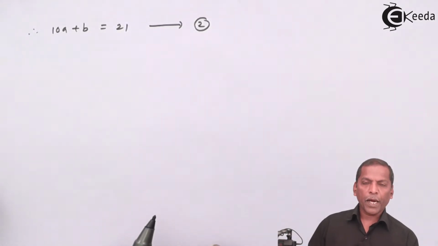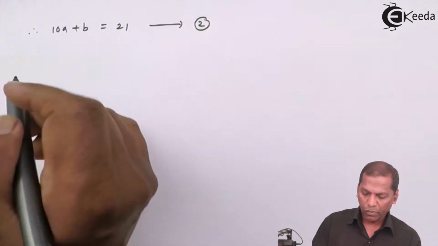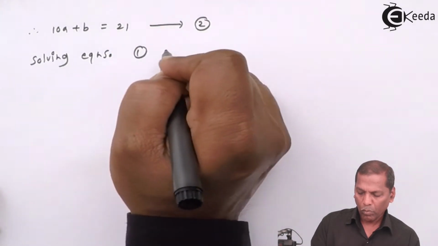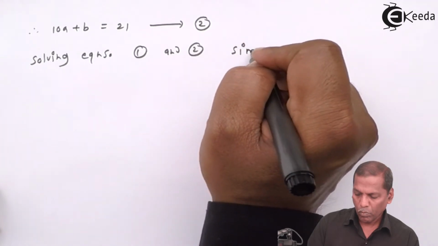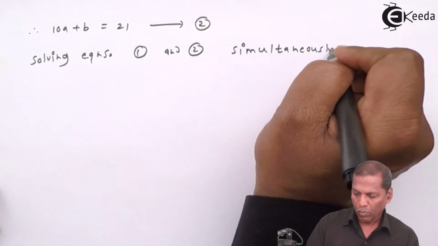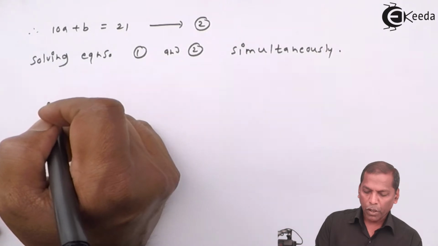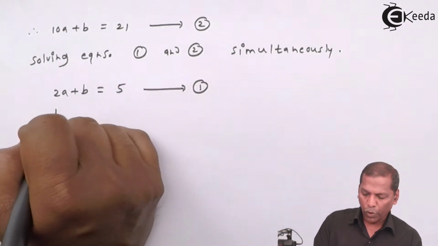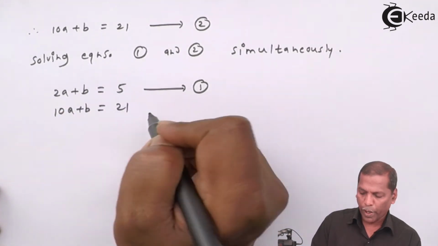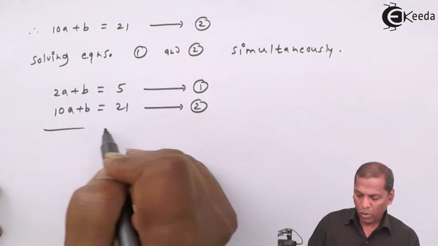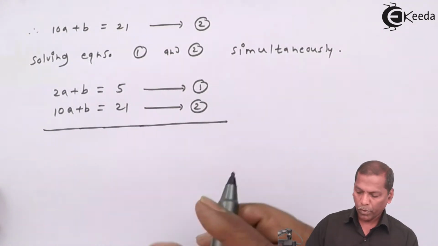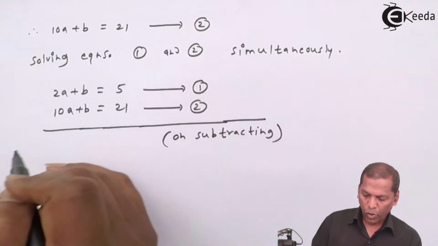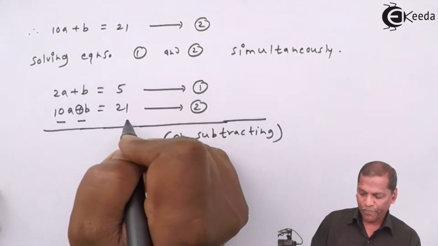Now to get the values of a and b, we have to solve equations 1 and 2 simultaneously. Equation number 1 is 2a plus b is equal to 5. And equation number 2 is 10a plus b is equal to 21. On subtracting, we get minus, plus cancel, we write minus there, and this also minus.